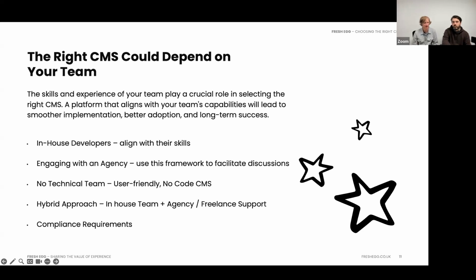A hybrid approach: you might start off with an in-house team, and you might engage with an agency. That could mean reaching out to a freelancer, something like that. And you might have things like compliance requirements. Your CMS might need to be hosted in a certain country, or only allowed to support certain types of data. So what you're bringing to the table is definitely going to influence your decision.